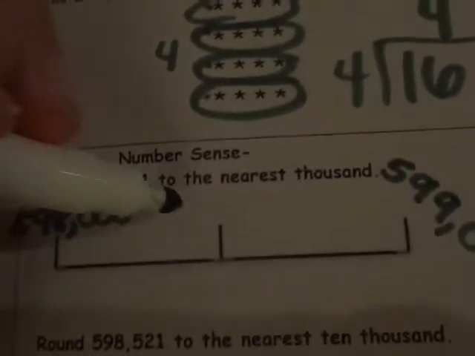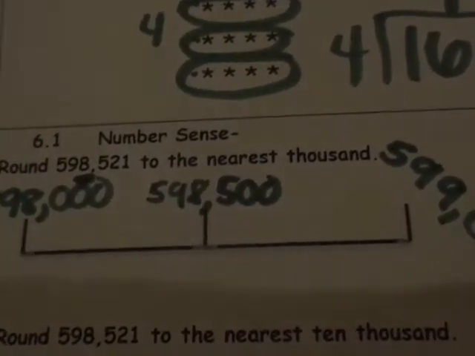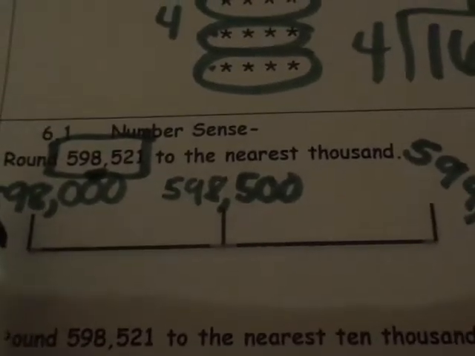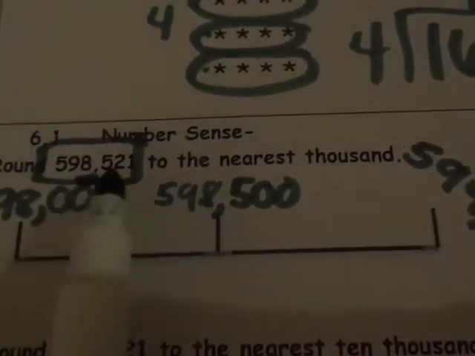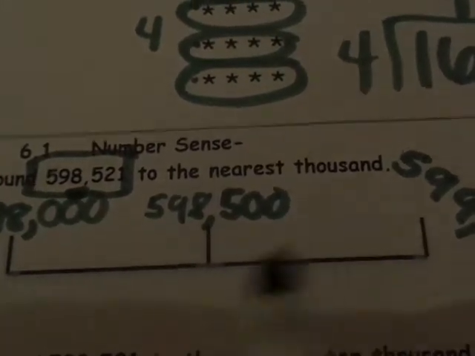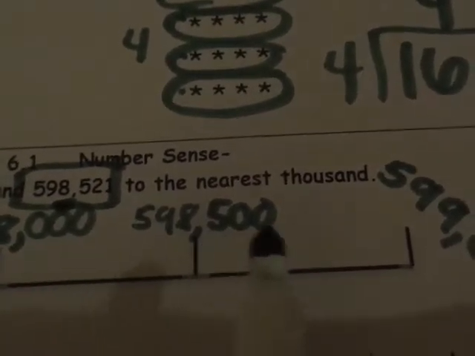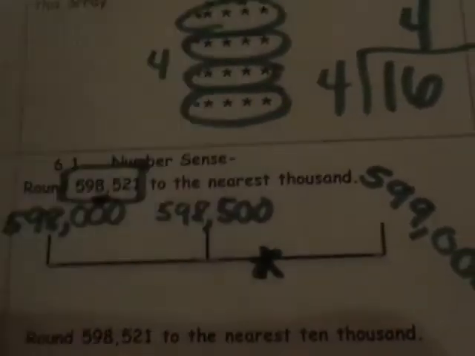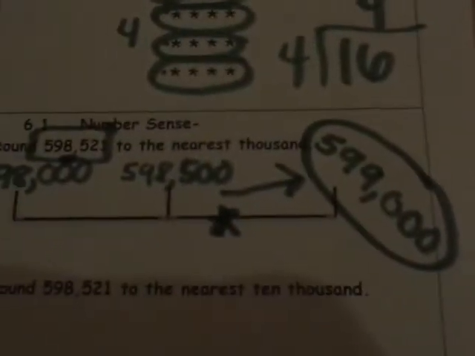598,000 here. We add 1,000 to it, 599,000 here. Our midpoint, 598,500. So then we figure out where would this number go on our number line. Is it greater than 598,000? Yeah, because we have that 521 there. Is it greater than 598,500? Yes, it is, because this is 521. So it's going to go here. And 5 or more means we raise the score, and it estimates to 599,000.